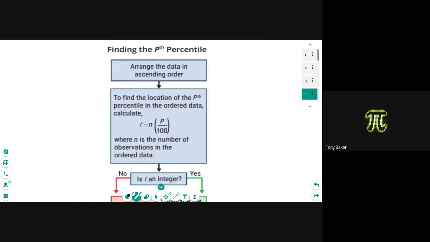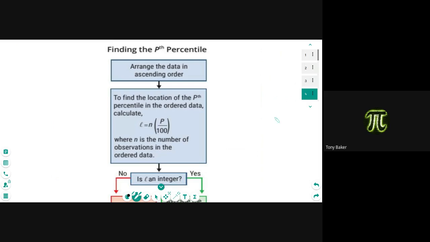So the first thing we're going to look at, they had a nice little paragraph about this, but I think the actual flowchart is nicer. So we're going to use this flowchart. The first thing we want to look for is how to find the percentile. So we want to figure out what value is in that percentile.